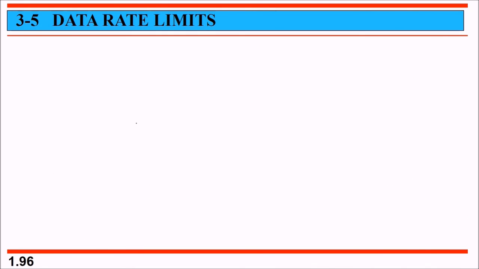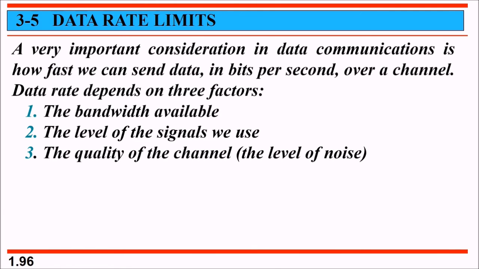Now we come to data rate limits. In this we'll talk about the capacities also. So a very important consideration in data communication is how fast we can send data in bits per second. And I am aware that you understand that whenever we are talking about data communication, we talk in terms of bits per second.